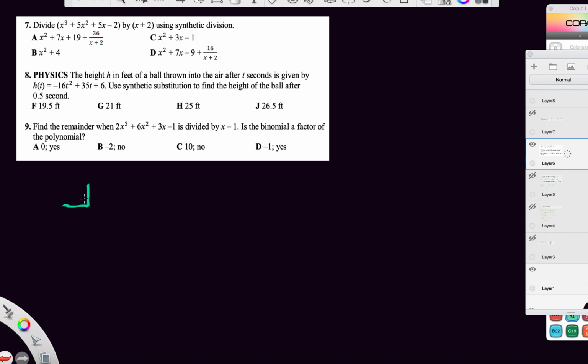Inside the box, we're going to put a negative 2. This is synthetic division. Then I'm going to put the coefficients going down in succession. So there's a 1, x cubed, 5, x squared, 5, x, and negative 2 is my constant.